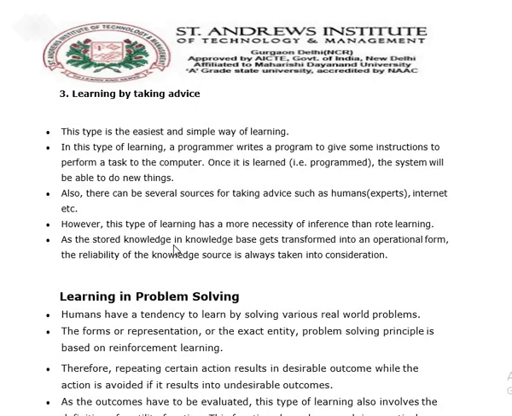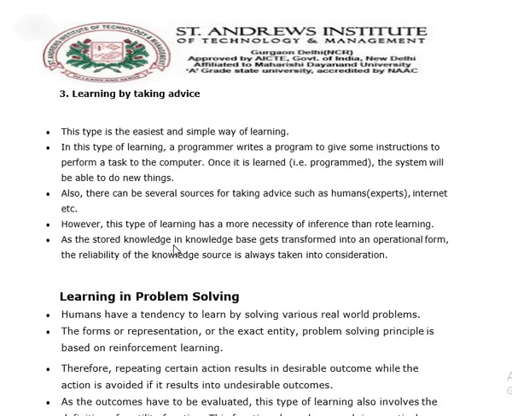In the same way, this is the easiest learning technique, by which we can learn things. In this type of learning, a programmer writes a program and gives general instructions to the computer to perform the task. Once it has been learned, the system is automatically going to give you the result with the new thing that is included.